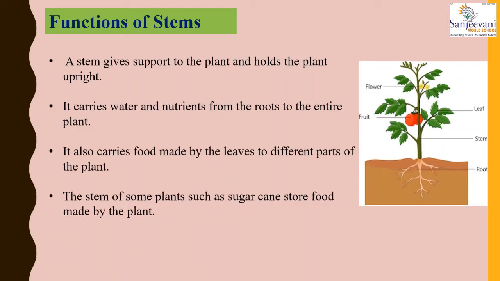Functions of stems, right? The main function of the stem is to provide support to the plant and hold the plant upright. It holds leaves, flowers and buds. In some cases, stems also store food for the plant. It carries nutrients and water from the roots to the entire plant. It also carries food prepared by the leaves to different parts of the plant. And as I mentioned before, the stems of some plants store food. An example is sugar cane.